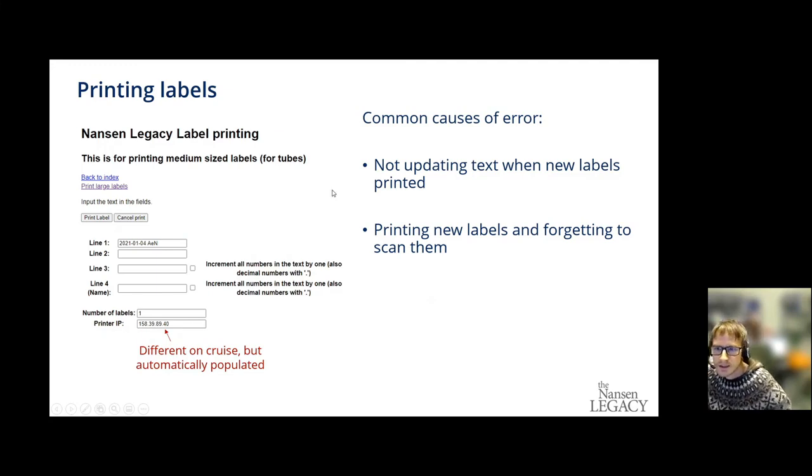An error we sometimes see is that you sometimes need to reprint labels. So if you reprint a label, make sure you rescan it too. And also, when you hit print here, all the information on these 4 lines will be saved for the next label you print. So make sure you're updating it if you need to.